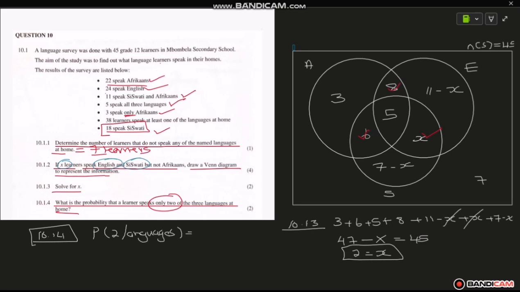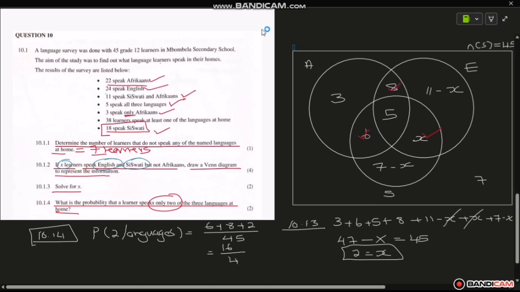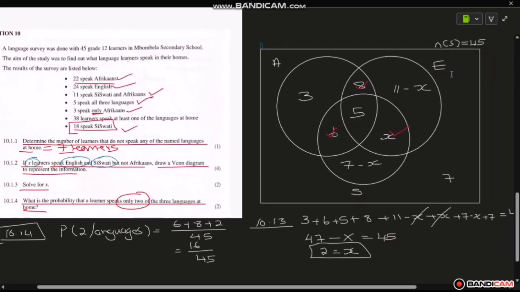I don't know why this thing is glitching. So 6 plus 8 plus 2 over 45, the sample space, right? Therefore, you add the numerators. It's going to be 16. 6 plus 8 plus 2, yes, it's 16. 8 plus 2, 10 plus 6, 16 over 45. 45, not 4, yes, 45. So this is how we are actually doing this. So it's very important for you to understand this.